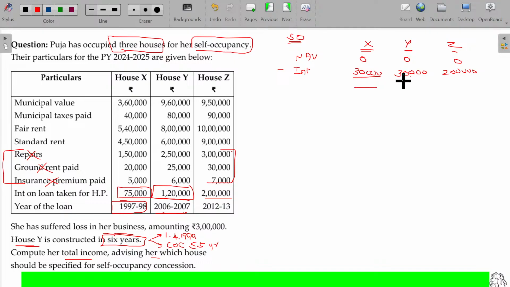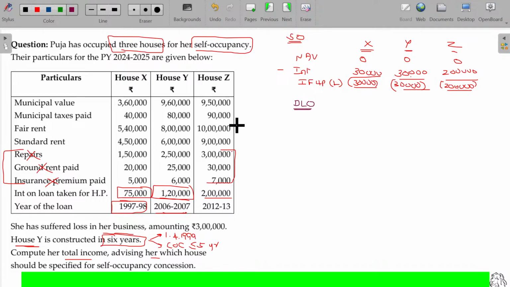From NAV, if I subtract the interest under self-occupied property, you always get the income from house property loss only. 30,000 loss, 30,000 loss, 2 lakhs loss. Now assume, if I think this may be deemed to be let out, how will this be? Deemed to be let out.